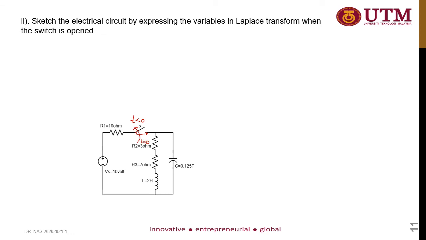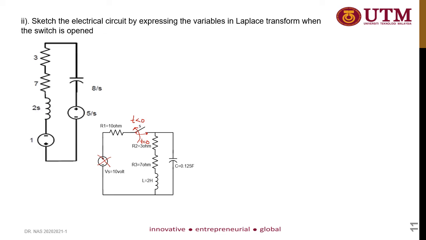Okay, so there's already energy stored inside the inductor and the capacitor due to the initial state at t less than 0. Now at t equal to 0, the switch is open, so there's no more source. And at t equal to 0, the circuit can be simplified as this. So this is your R2, and then this is your R3, and then this is your L.